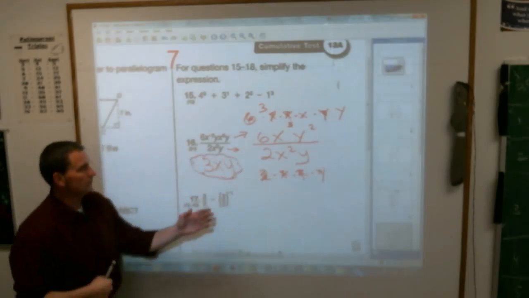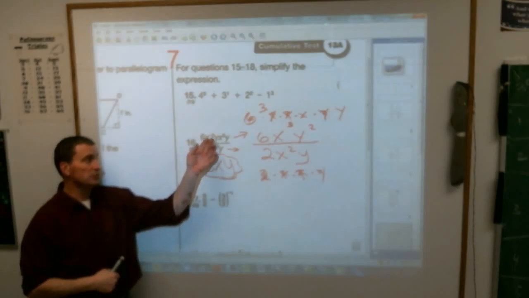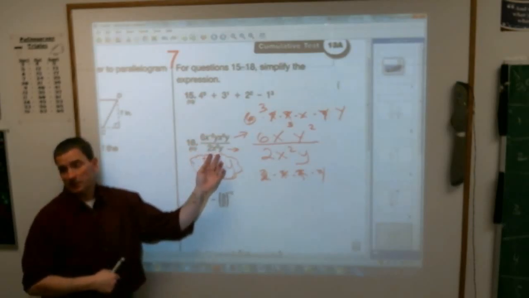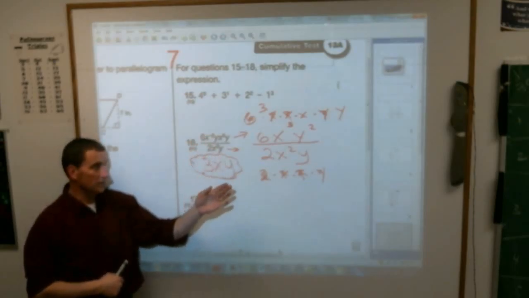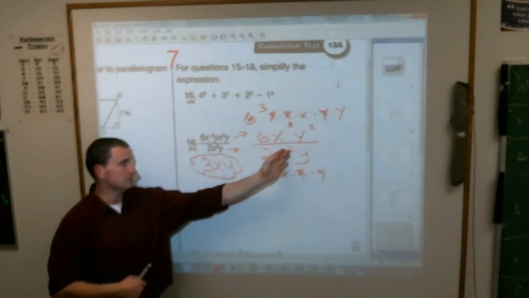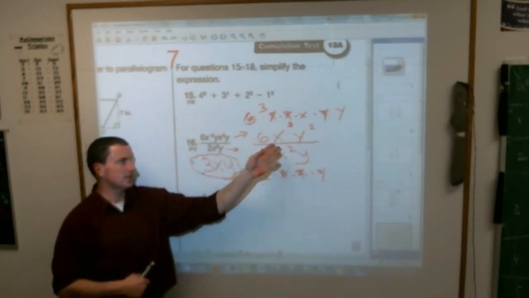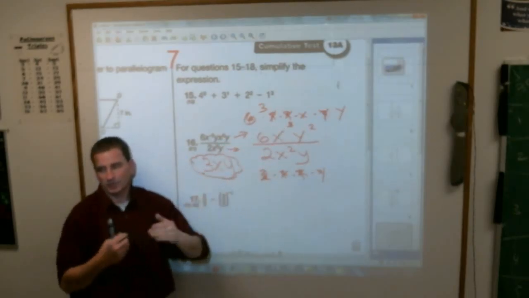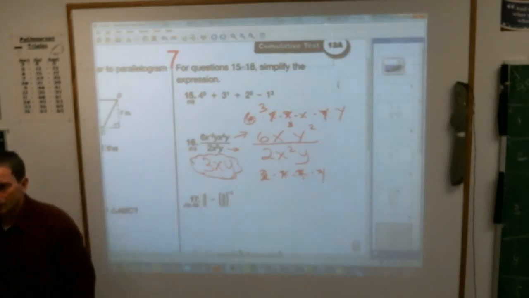Another way you could have done it, if you didn't like that negative 2 exponent, you could have moved that x down to the bottom and made it x to the positive 2. Which would give you an x to the 4th on the bottom and an x to the 5th still on top. You'll still get this. There's more than one way to do that problem.